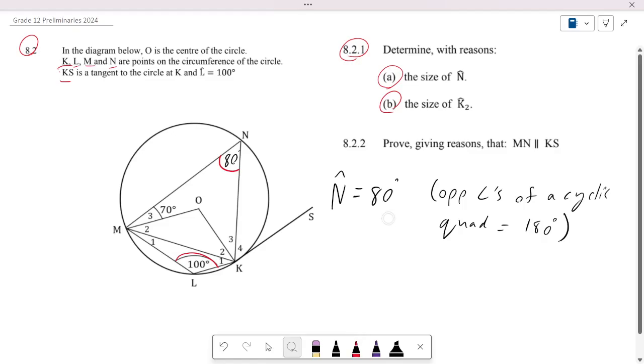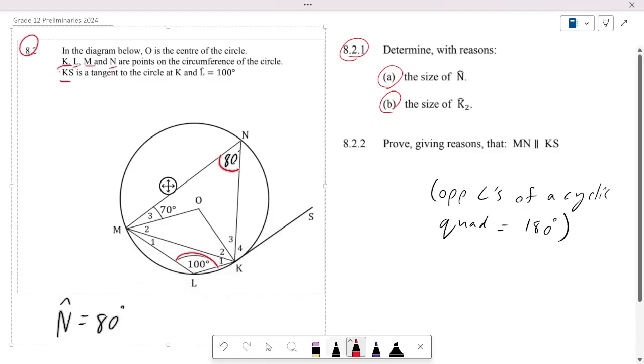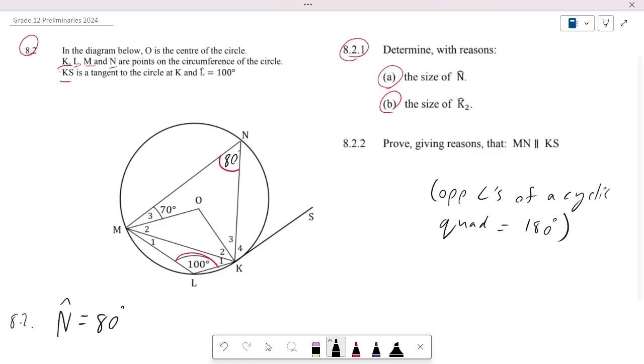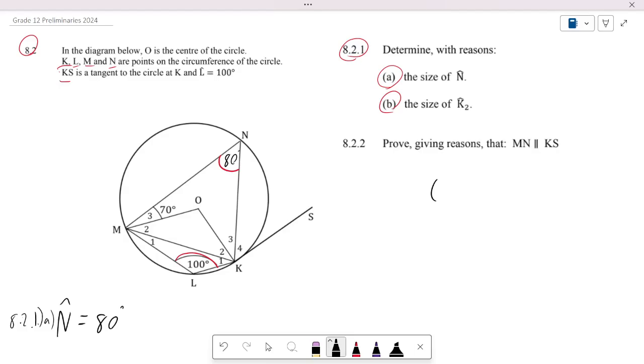Okay, 8.2.1 B is actually really straightforward. I'm just going to quickly take this one here, and that'll be the answer for number 8.2.1 A. Now we're going to look at the following information. Where's K2? Oh no, this is 80, sorry. So K2 is here, it is this angle here.